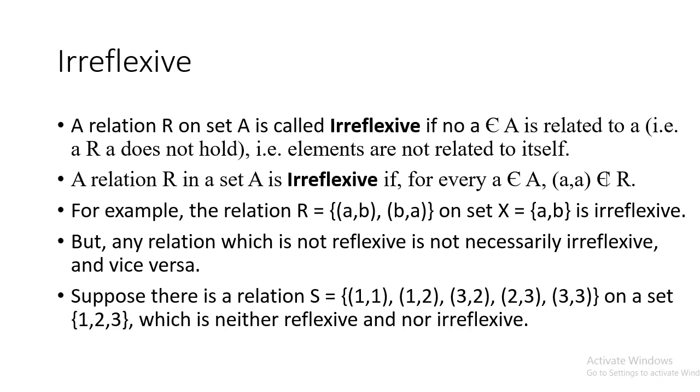But what about irreflexive? For irreflexive, no element can be related to itself. Here the elements are related to themselves, that is (1,1) and (3,3). So that's why we can't say that this relation is irreflexive.